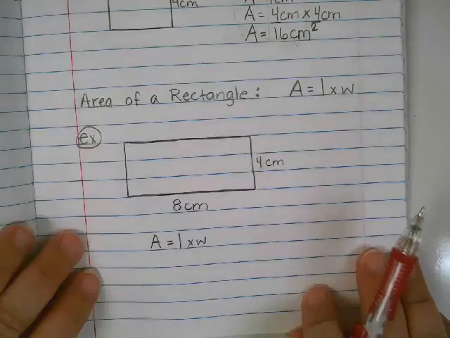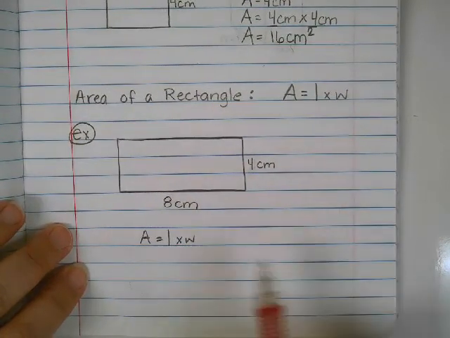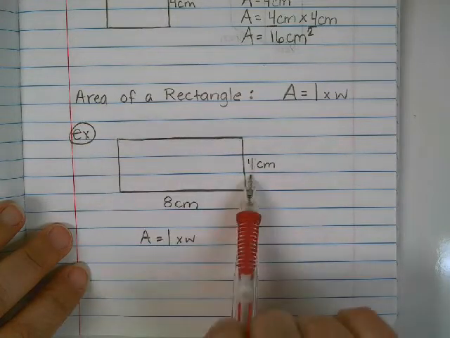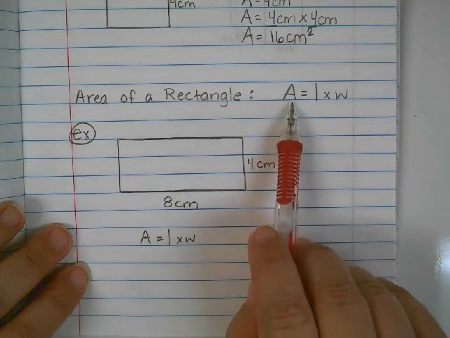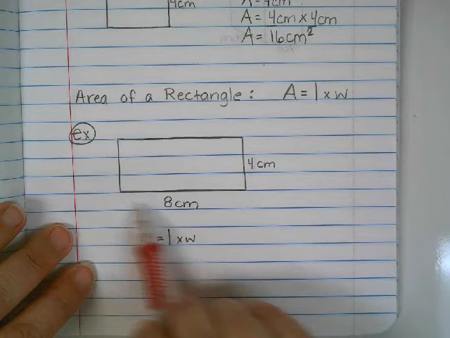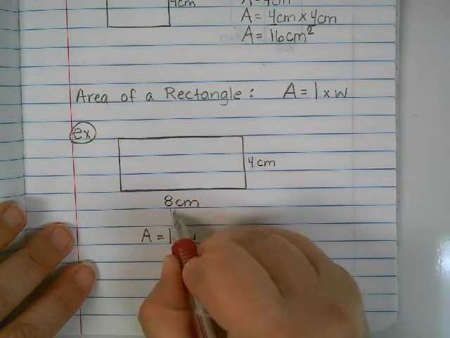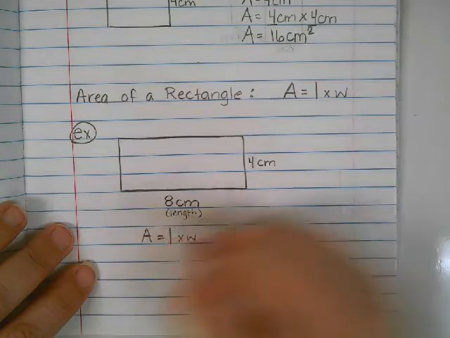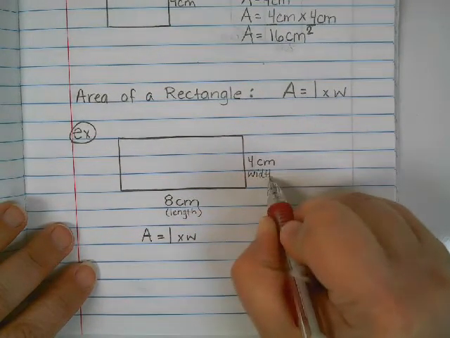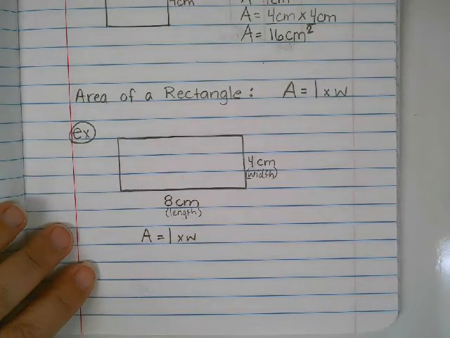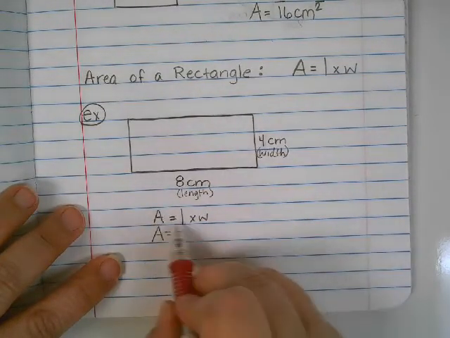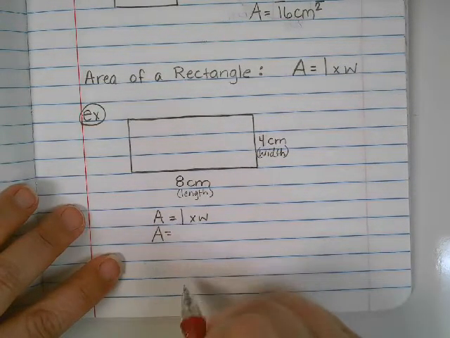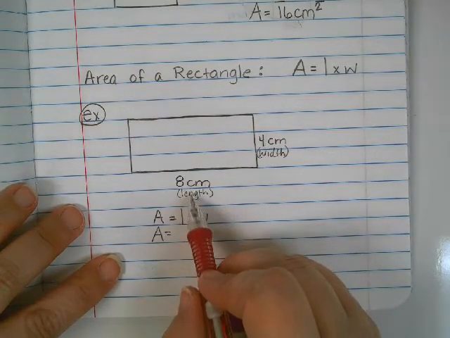Next, we're going to look at area of a rectangle. What we know about rectangles is that opposite sides are the same. For the formula for area of a rectangle, we're going to look at the length and the width. This is the length, this is the width. So for area of a rectangle, we multiply those together. So the first thing I'm going to do is write out my formula, A equals L times W, and then I'm going to substitute my numbers in for my variables.